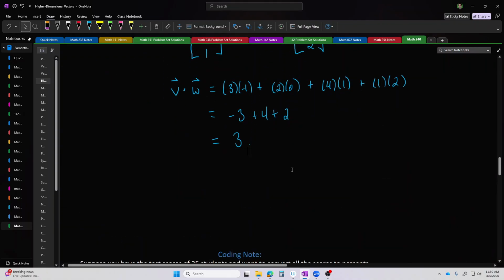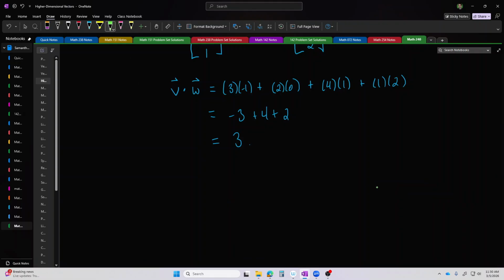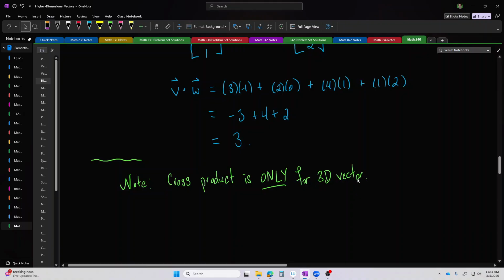The only vector operation that really doesn't extend into any other dimension except for R3 is the cross product. Cross product specifically is only for 3D vectors. It's not viable, and there's no formula for cross product in two-dimensional space or in 4 dimensions or 5 dimensions or 6 dimensions, etc.